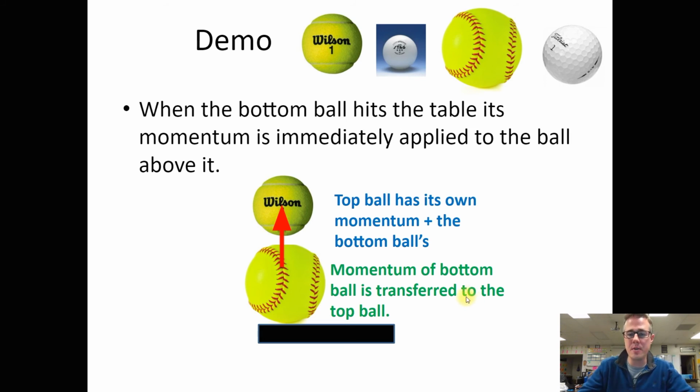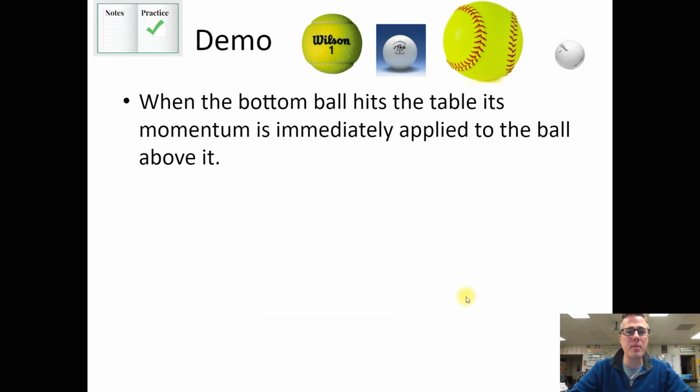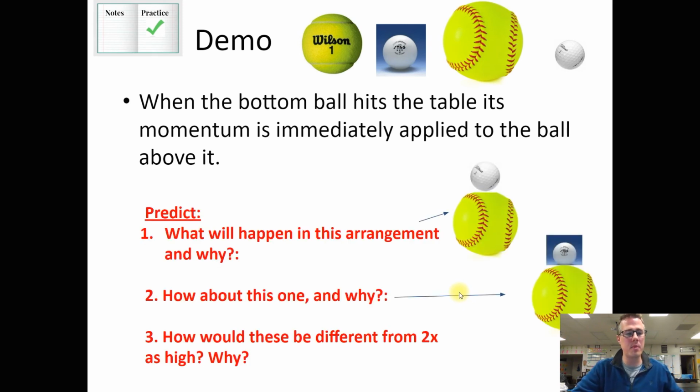So here's what you need to do. Over on your practice side, please make a little header that says demo so I can find your answers, and I need you to make some predictions. Number 1, what will happen when I do this arrangement with a golf ball on top? The golf ball is much lighter. And why? And then the next one, what's going to happen with the ping pong ball sitting on top?